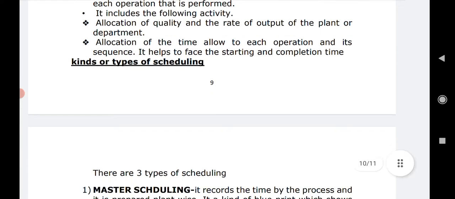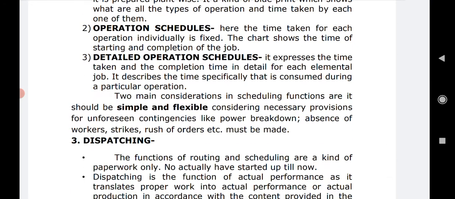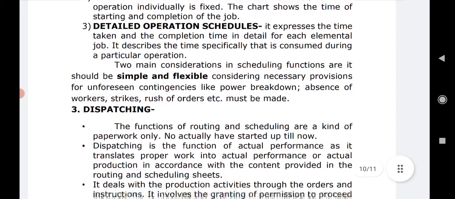When we are taking up scheduling, there are different types of scheduling that are set up depending upon the requirement. Master scheduling records the time by the process and is prepared plant-wise. So it's a kind of blueprint which shows the types of operations and the time taken by each one of them. Next is operation schedules. Under this we come to know the time taken for each individual operation, which is fixed, right? The chart shows the time of starting and completion for each and every operation, and that is why it is an operation schedule.